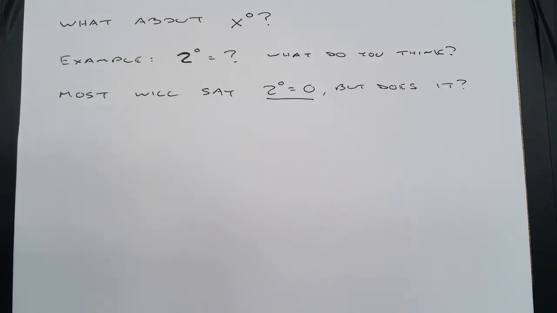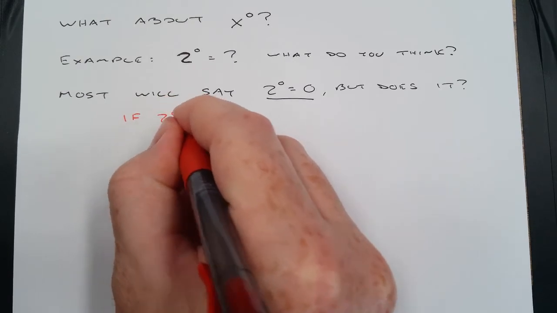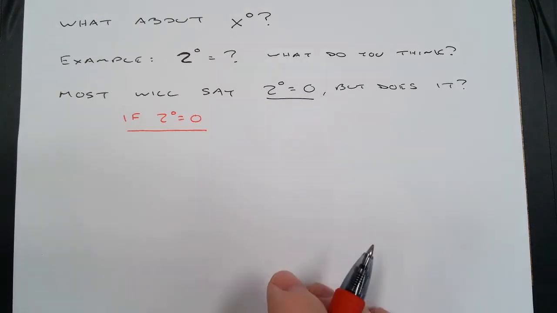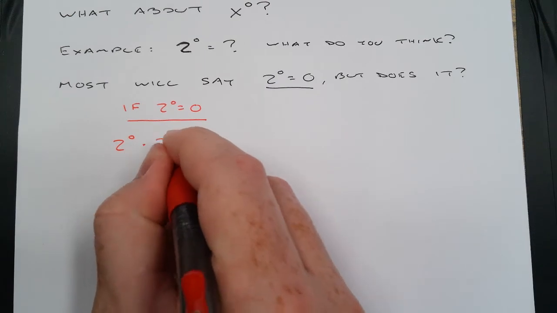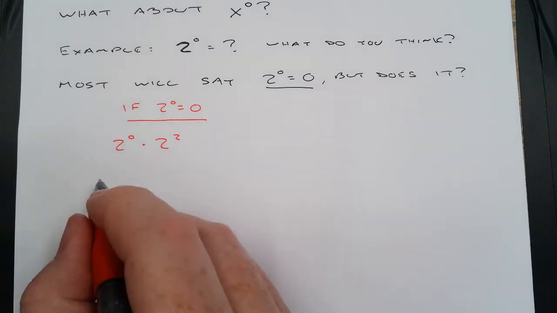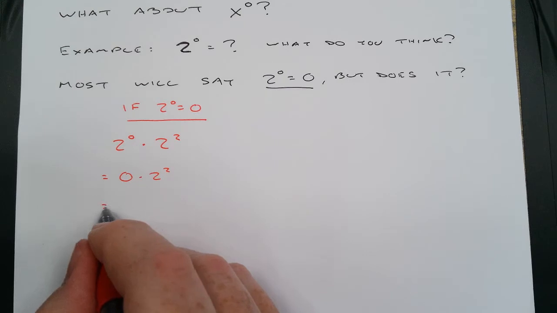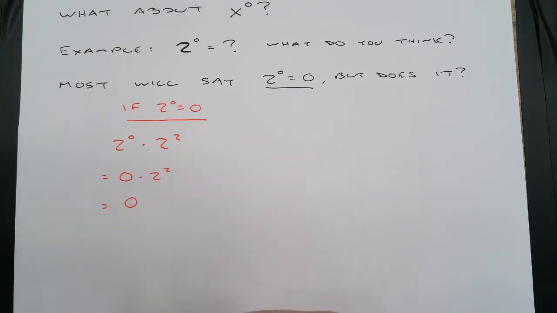So let's try. Let's pretend 2 to the 0 does equal 0. Let's use a problem. Let's say if 2 to the 0 equals 0, and we have 2 to the 0 times 2 squared, if this is the problem, and you say 2 to the 0 equals 0, then this should be 0, and this should be 2 squared. And 0 times 2 squared is 0. Okay, so if 2 to the 0 equals 0, the answer to this is 0.